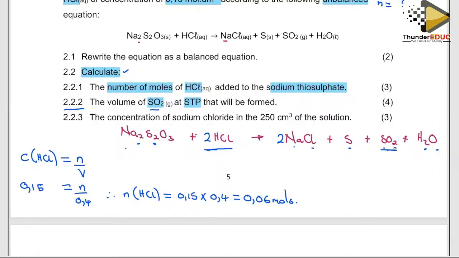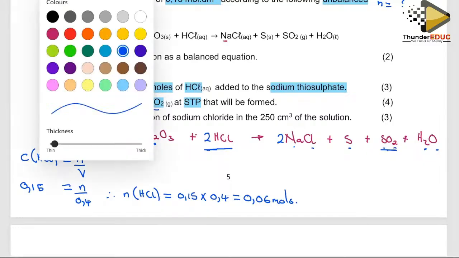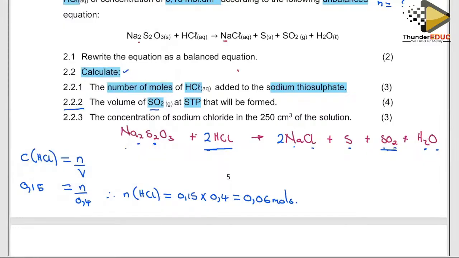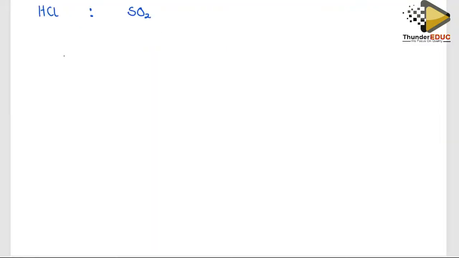So here we're having a coefficient of 2. Let me just change color to highlight there. We're having a coefficient of 2, while here there is nothing, therefore it means we're having a 1. Therefore, HCl to SO2 is 2 is to 1, right?